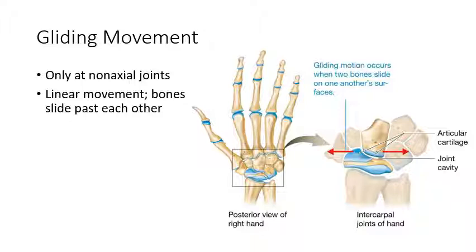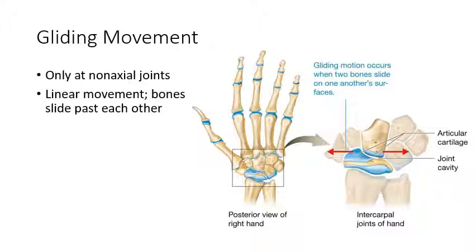So just to go over gliding movement really quick again, that is movement that occurs at plane joints by structure, or functionally it would occur at non-axial joints. Actually, let me say that again. Gliding movement occurs in non-axial joints. That's the type of functional joint classification that it occurs in, and it also occurs in plane joints, which is the structural classification of the type of synovial joint that it occurs in.